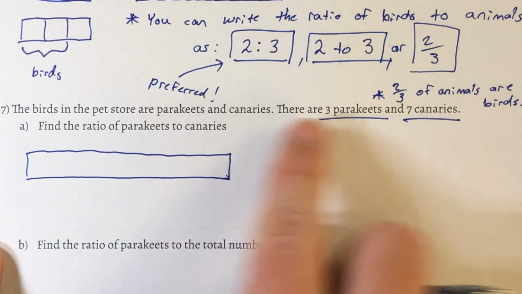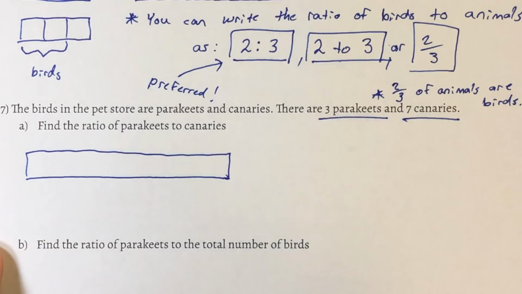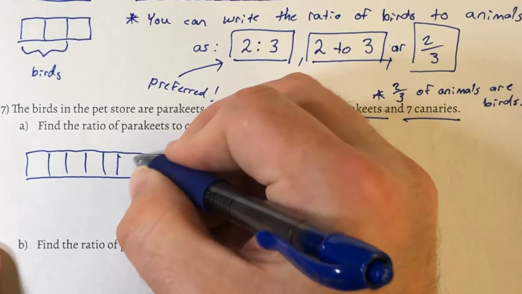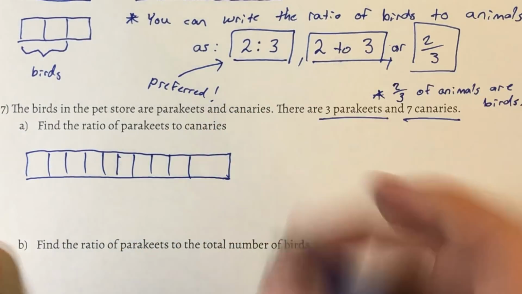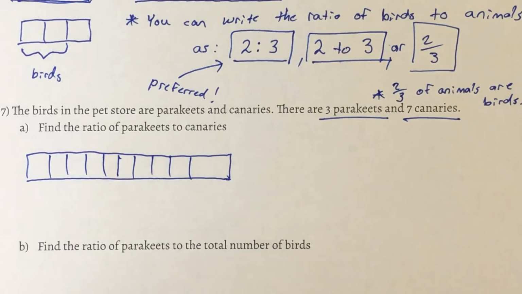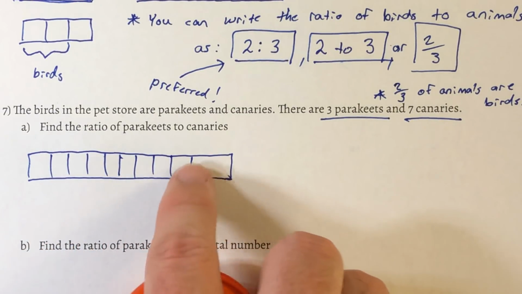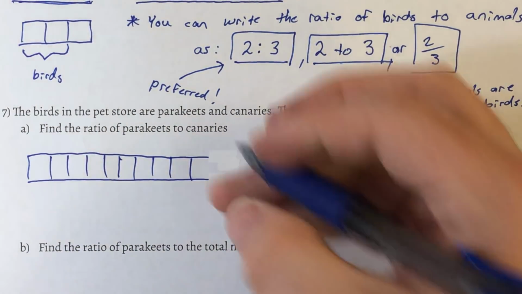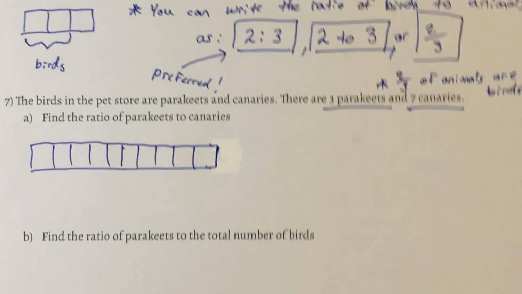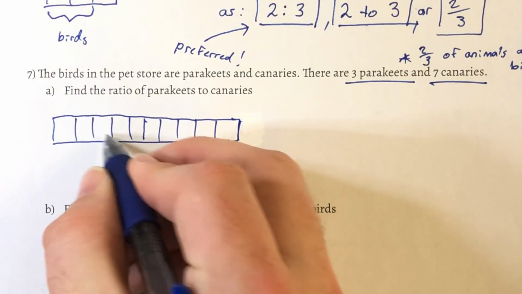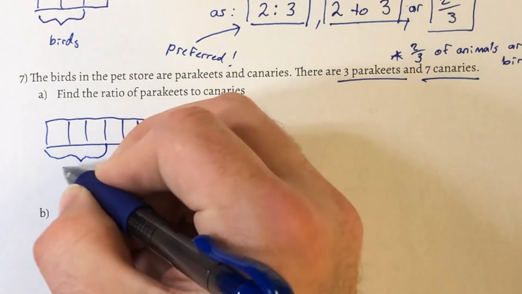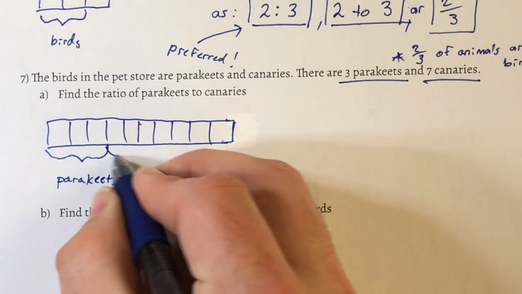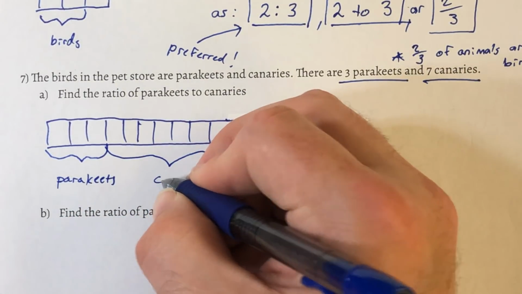All right, parakeets and canaries. There are 3 parakeets, 7 canaries. That means there are 10 animals total. So let's split this into 10. So 1, 2, 3, 4, 5, 6, 7, 8, 9, 10. And that looks horrible. Let me fix that. All right, that's better. So 3 are parakeets. 1, 2, 3. So we've got some yappy birds and 7 canaries. So a bunch of yellow birds.